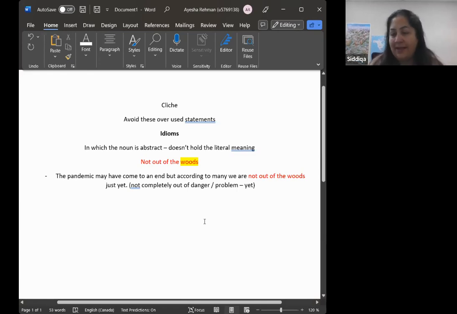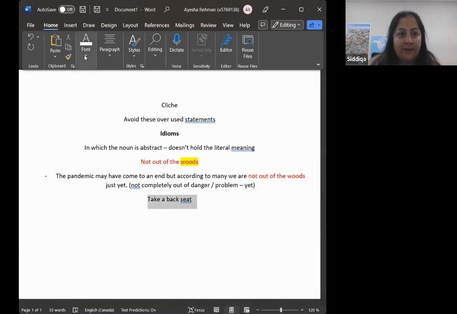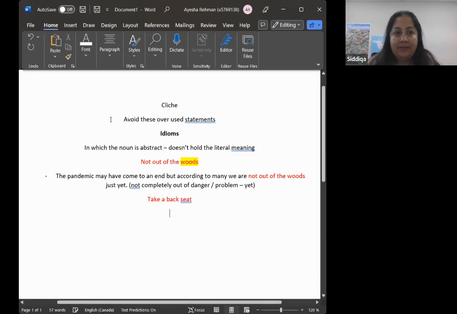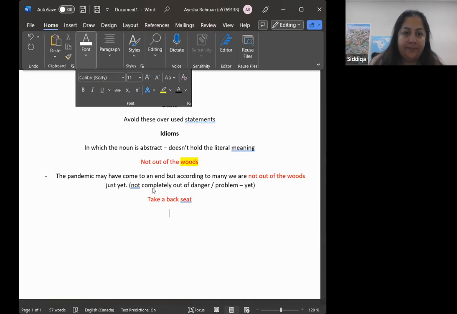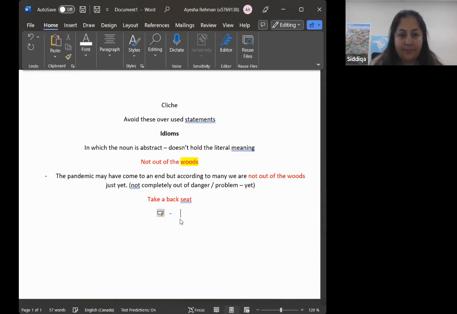The next one I have is "to take a back seat." What does this mean? It might mean to relax or something. Okay, could you give me an example? Could you give me a sentence? A sentence. It can be, I told my brother to take a back seat because he was so tired or something like that.